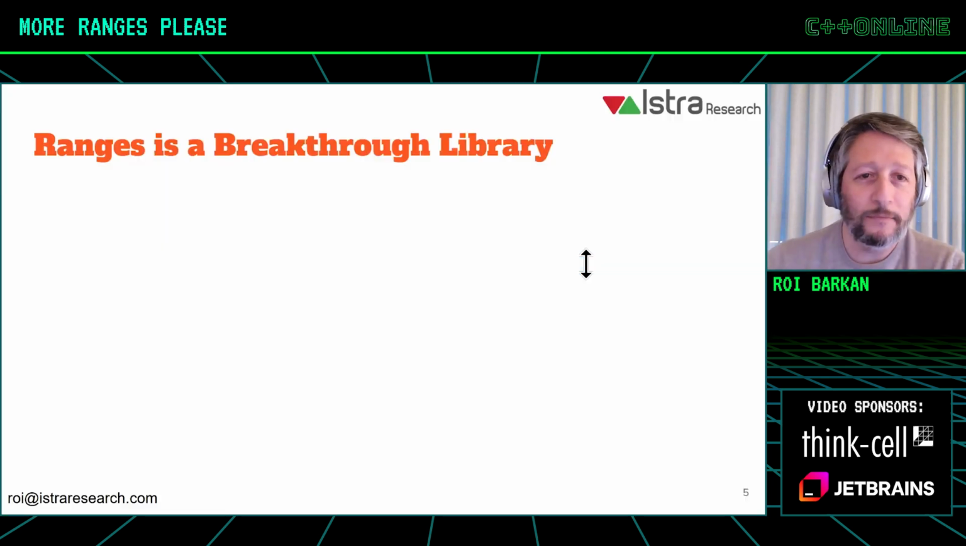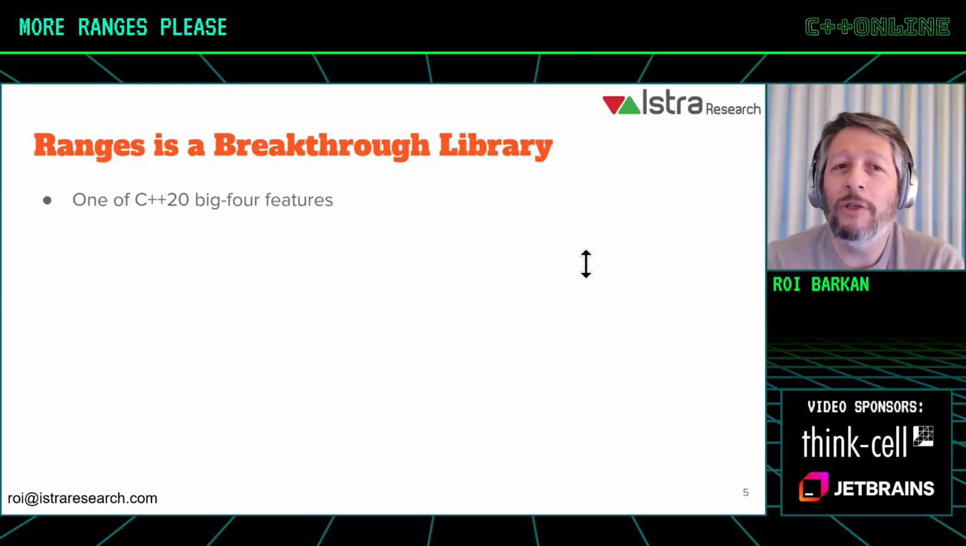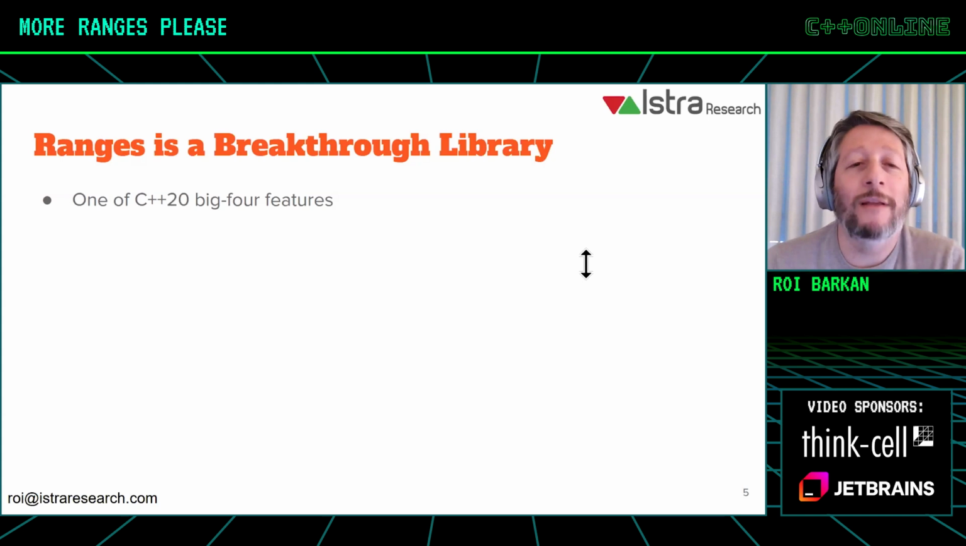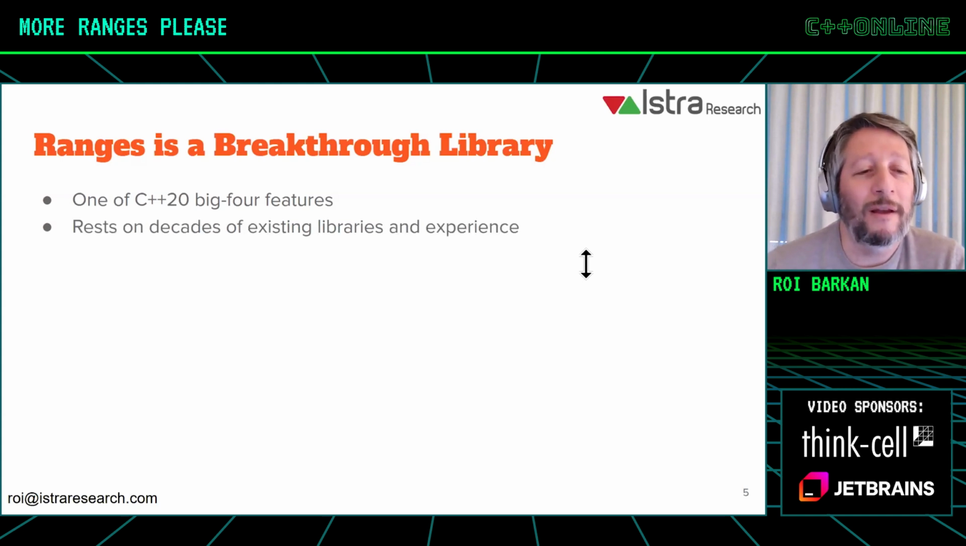So ranges. I personally think that the ranges library in the C++ standard is a breakthrough library. It's one of the big four features that were added in C++20, together with coroutines, concepts, and modules. And it was a long time coming, because a lot of C++ code had to do with algorithms and with things that could have used ranges, but they had to live without it.